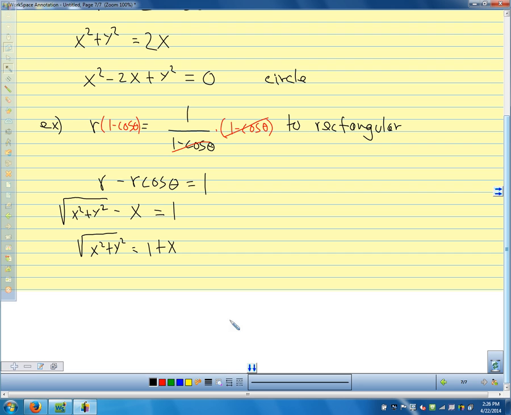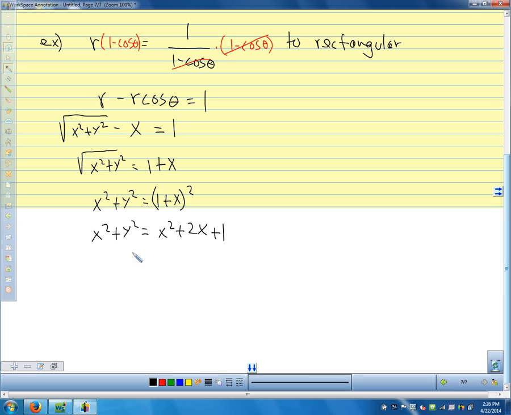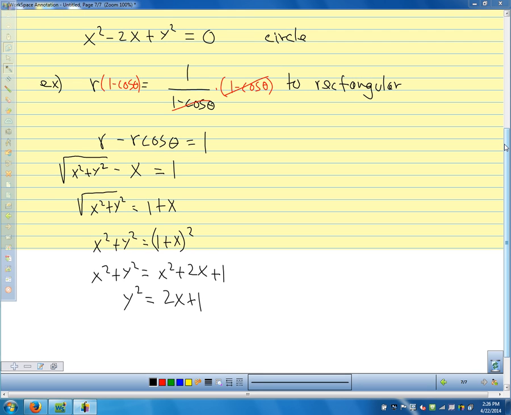Now we can square both sides. X squared plus y squared equals the quantity 1 plus x, squared. I'm going to square this out. X squared plus y squared equals x squared plus 2x plus 1. And now I can simplify a little bit. I finally get that y squared equals 2x plus 1. So what is that the equation of? Parabola. This is a parabola.